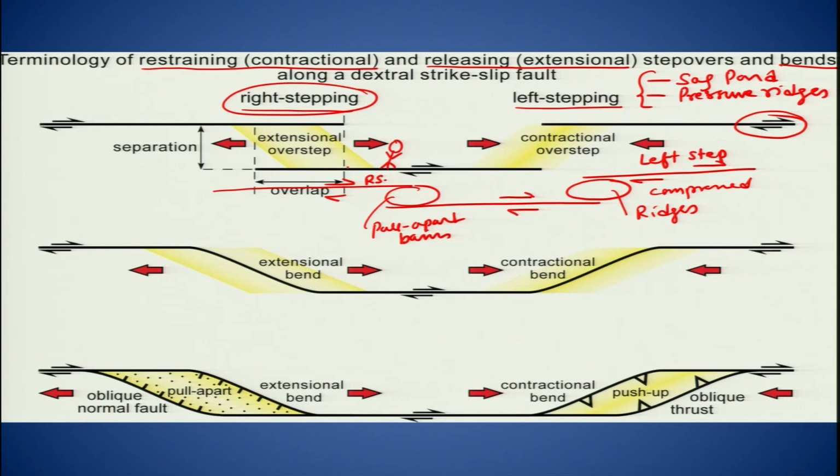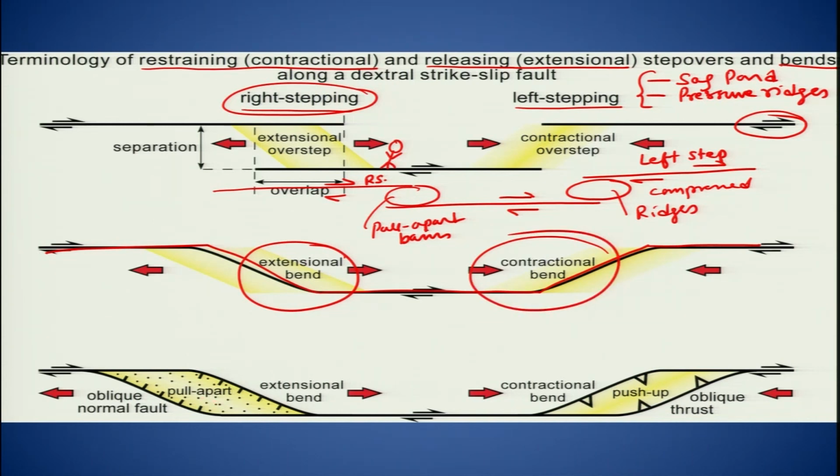If you have a right step over, then you will have extension; with a left step over, you will have compression here. This is again explained here with the bend. You have the fault coming here, then stepping to your left. Then you get this one here, and if you have the right step over, then you are able to see the extension in this zone. So you have extension, and you have contraction here. This is what has been shown here. You will have the push up, that is your ridge, and this side you will have the basin.